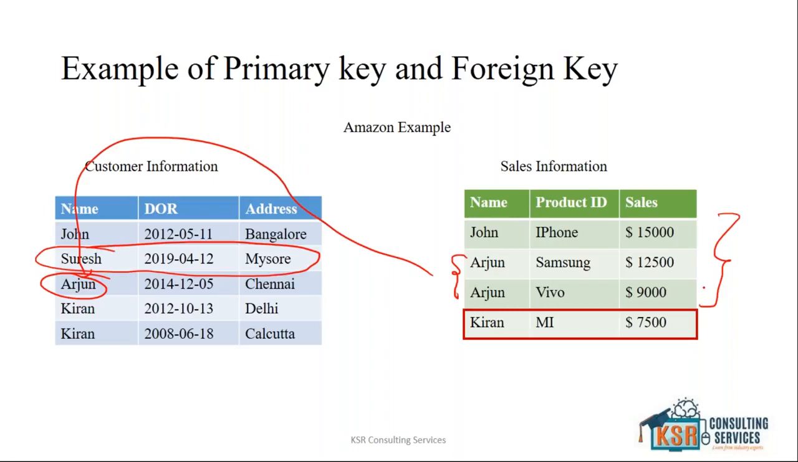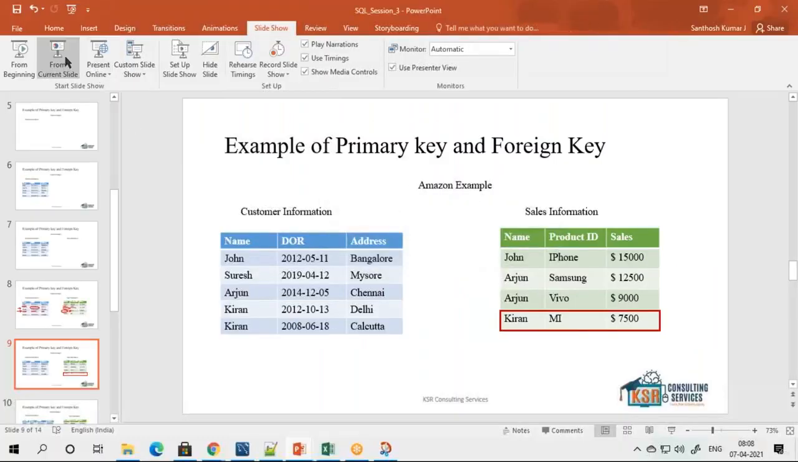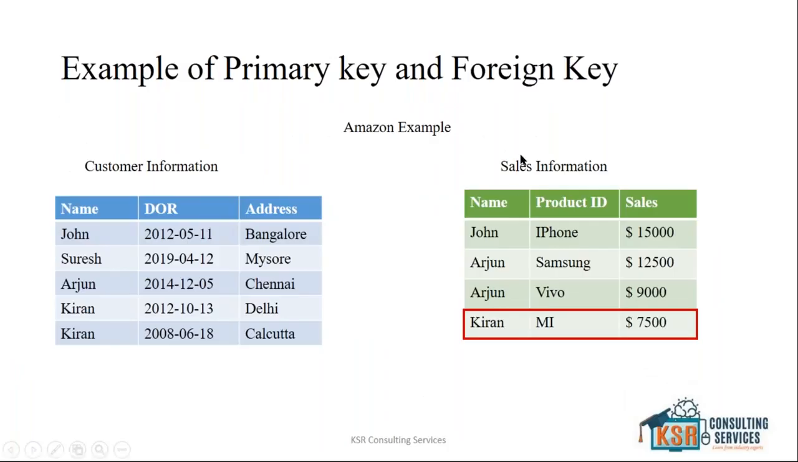Now, there was a problem. We'll come back to our topic. Kiran was a problem. What was happening with Kiran? I did not know which Kiran it is. Now I will need to understand whether this Kiran is from Delhi or from Calcutta. There is a confusion.